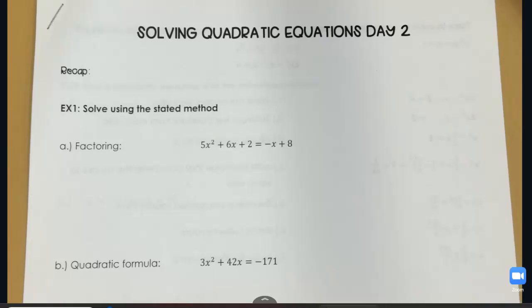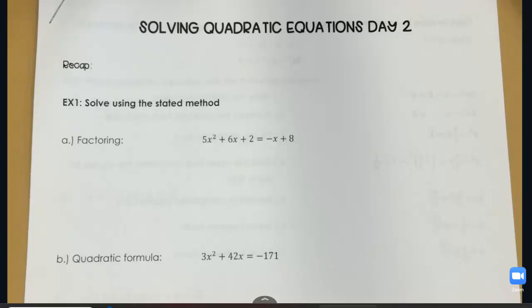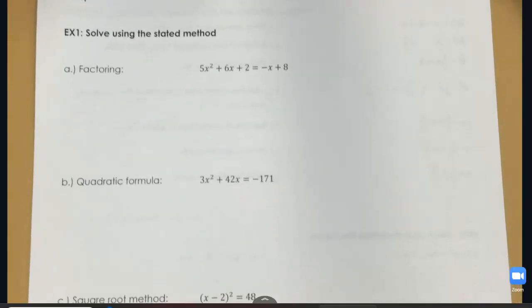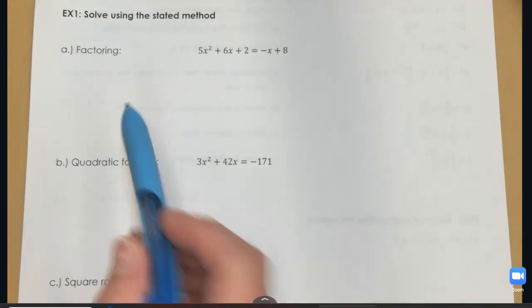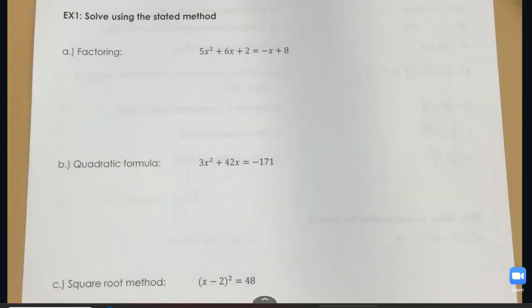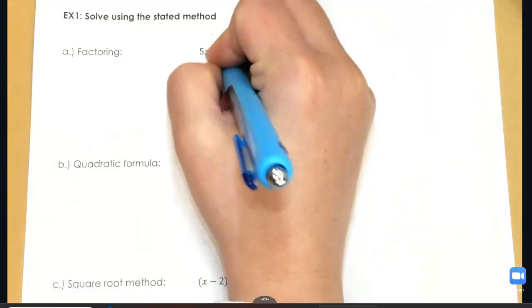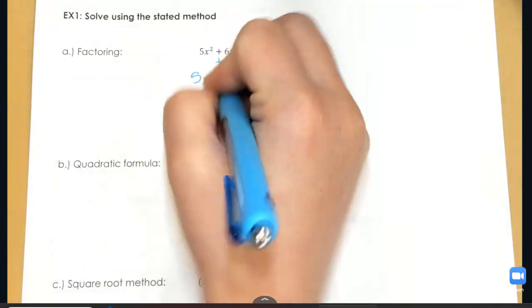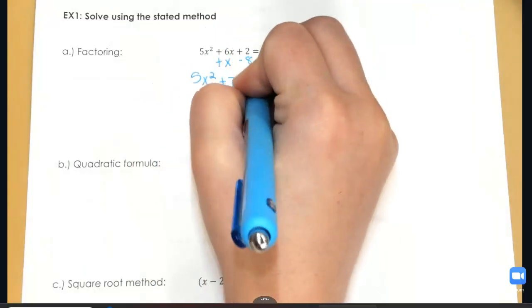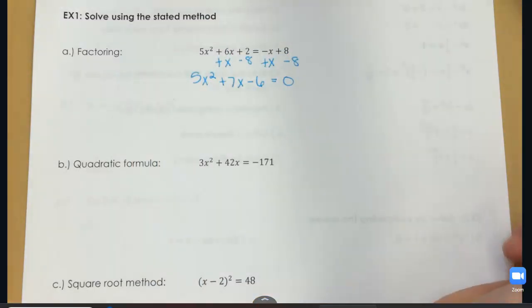All right, we are back with day 2 of solving quadratic equations. We are going to start off with a quick little recap solving using each stated method. So the first one we are being asked to use is factoring. Before I can set up my x, I am going to need to move over both of these things on my right-hand side. So I now have 5x squared plus 7x minus 6 equals 0.